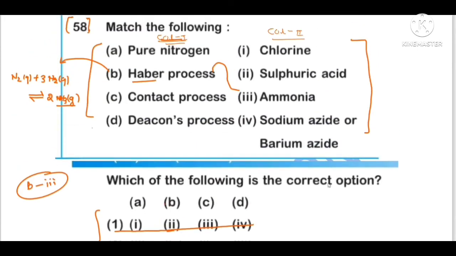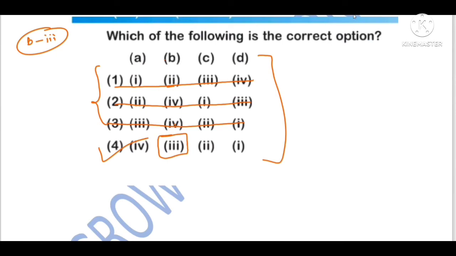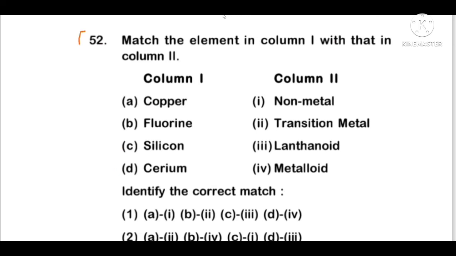There is no need to verify the remaining processes. In this way, you can easily answer the matching type of questions in less than 30 seconds. Now let us apply the concept to question 52. Here in column 1, they have given some elements. Here in column 2, the characters are present.